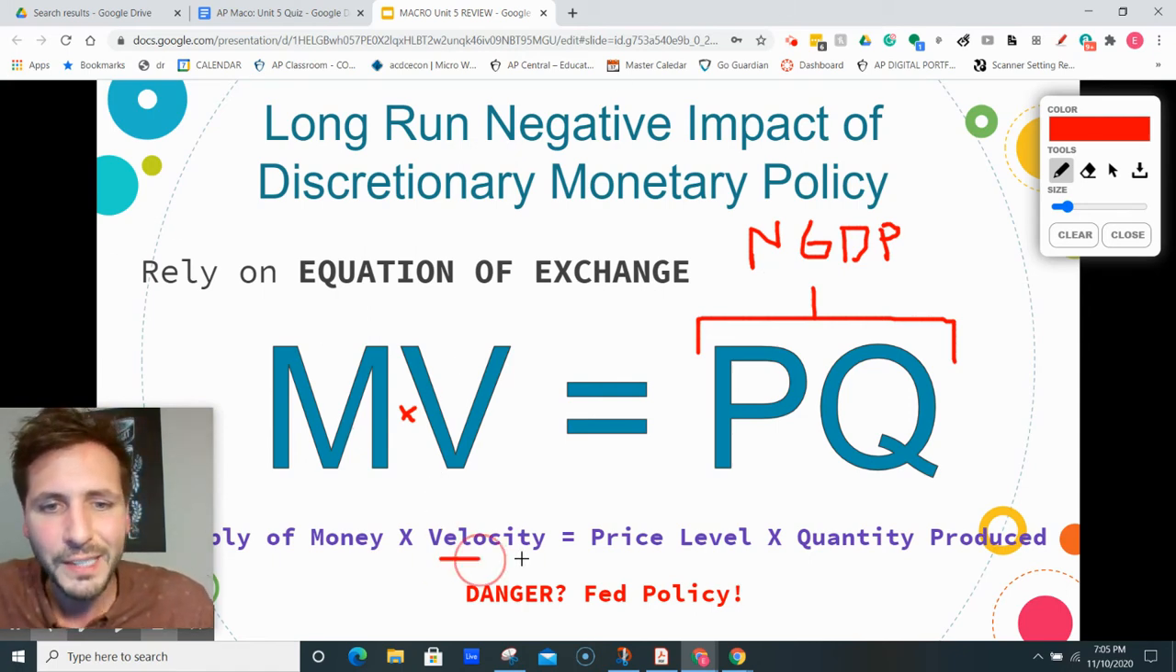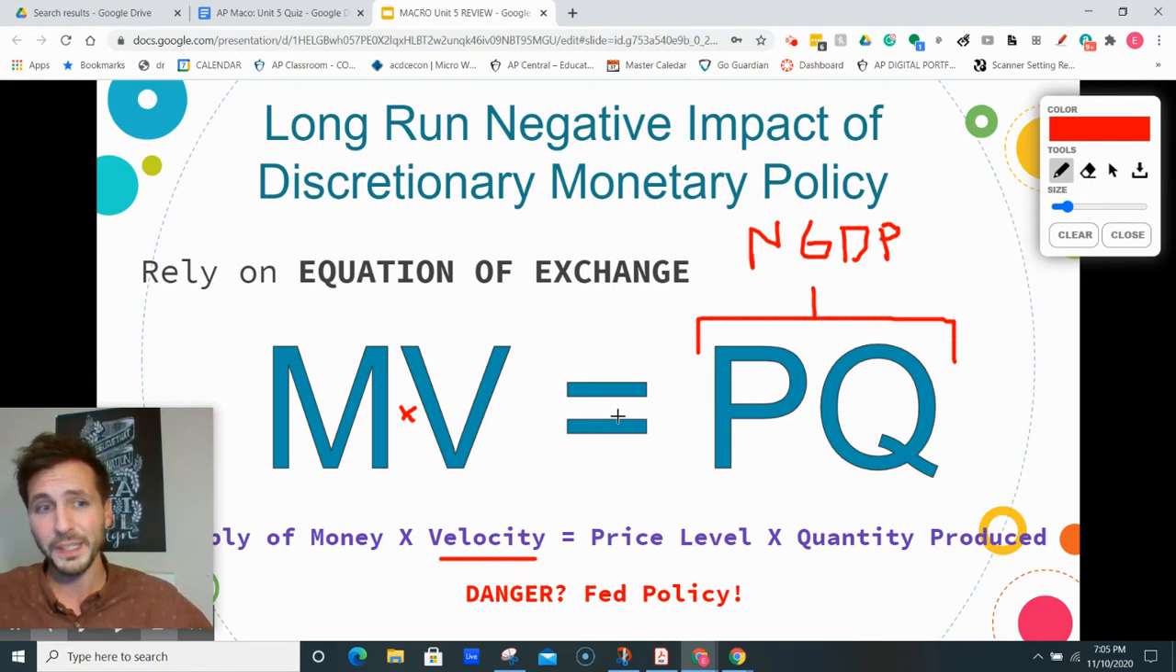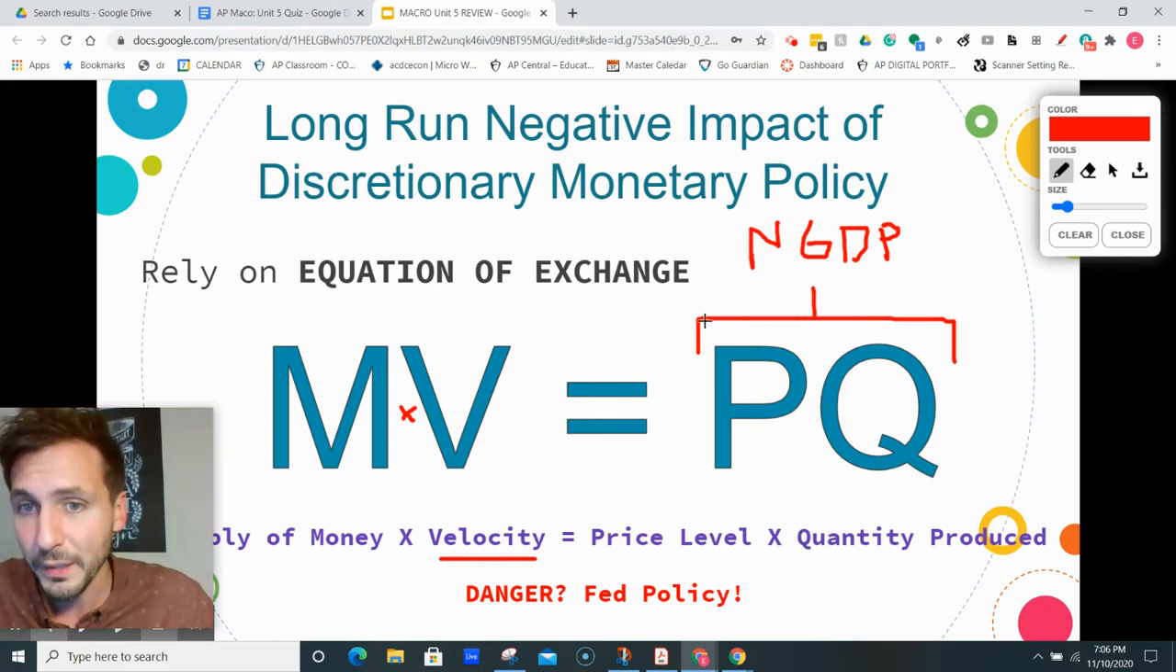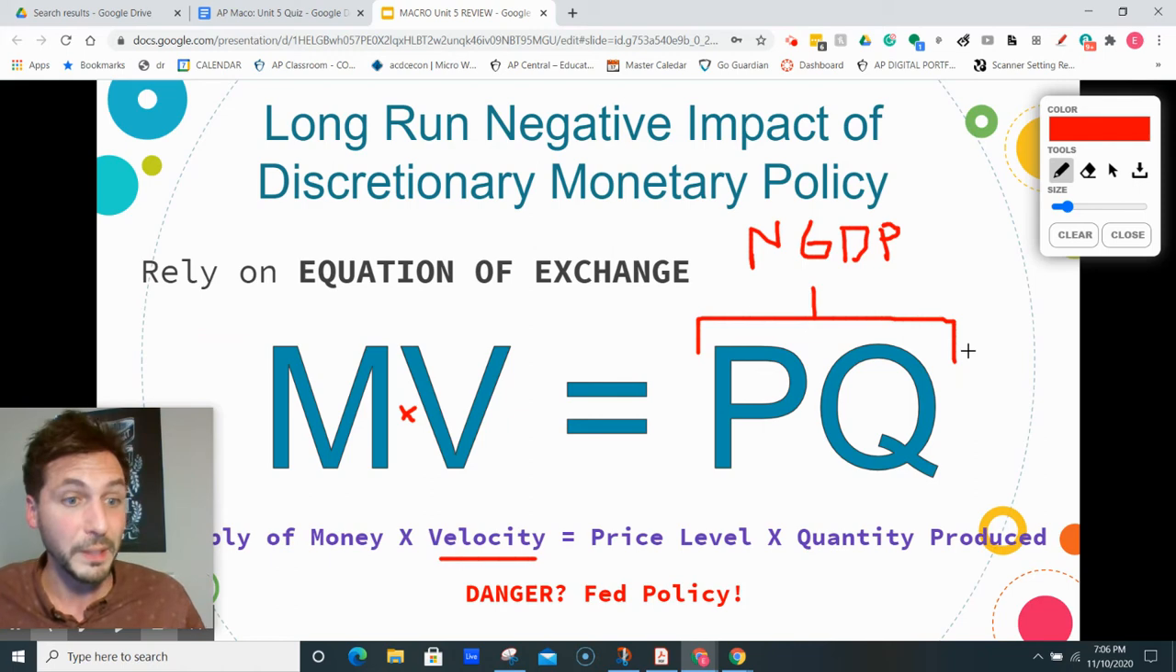But what is the velocity of money? The velocity of money is the amount of times a dollar is spent in a given year. So if $1 goes into the economy and is spent 4 times in that given year, then that $1 bought $4 worth of goods and services. So you take your money supply times the amount of times those dollars were actually spent in our economy that year, and that gives you an idea of how much money was spent on our nominal GDP, right?